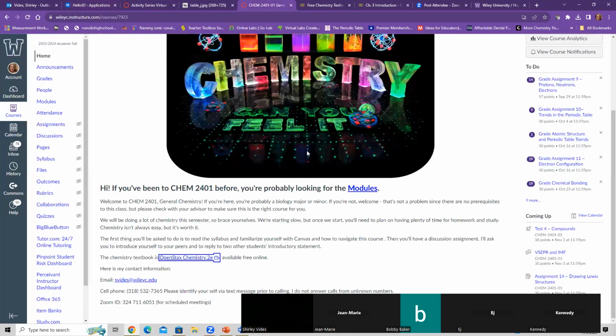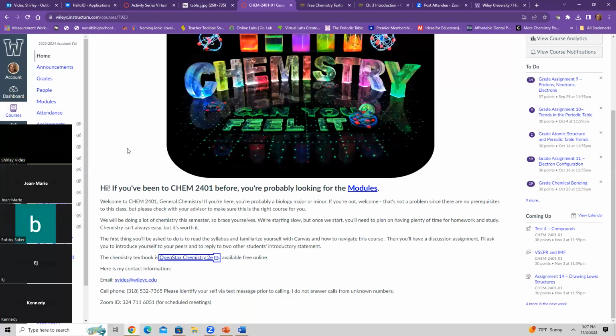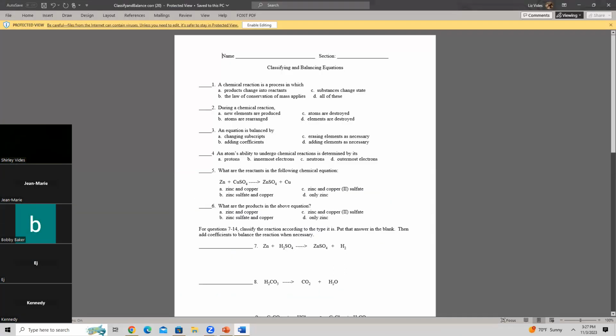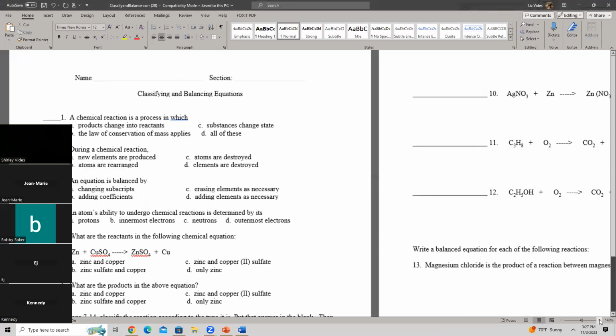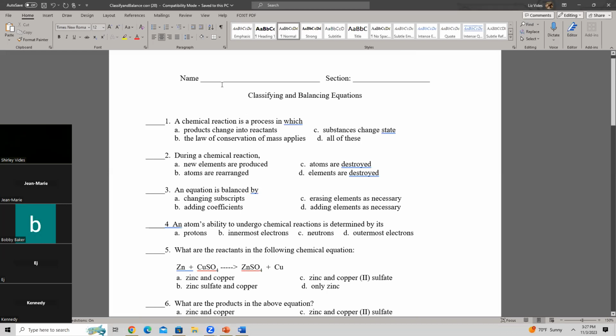Anyway, so let's just look at the next part, which is how do you determine which kind of reaction you have? Okay, so let's look at this practice sheet, and we're going to look at 2 or 3 different things on it that are important for us to know. So what would you say? A chemical reaction is a process in which what? A, B, C, or D? Just put it in the chat, A, B, C, or D.